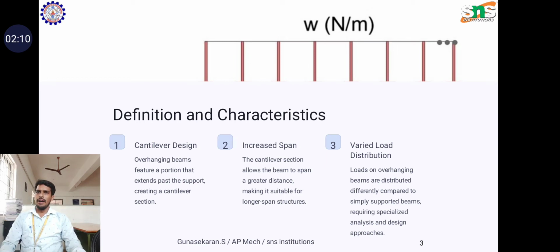Then we are seeing multiple loading scenarios. An overhanging beam can be subjected to point loads, distributed loads, or a combination, which affect the structural behavior. Overhanging beams are commonly used in structural design for balconies, bridges, and building overhangs. Proper analysis is required to ensure beam stability and safety under various loading conditions.